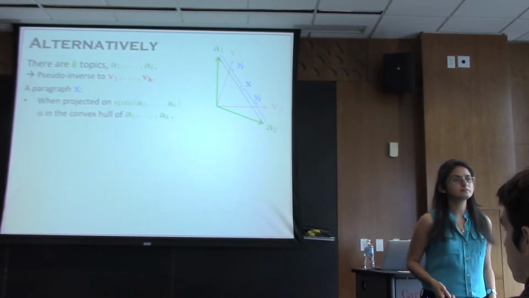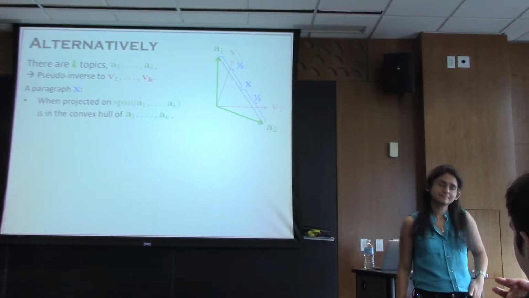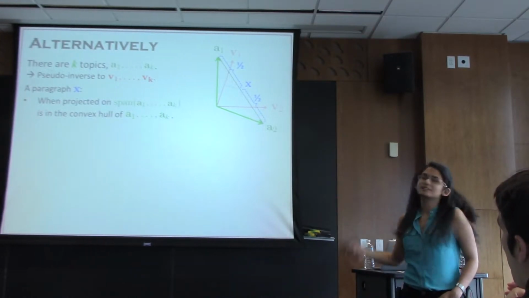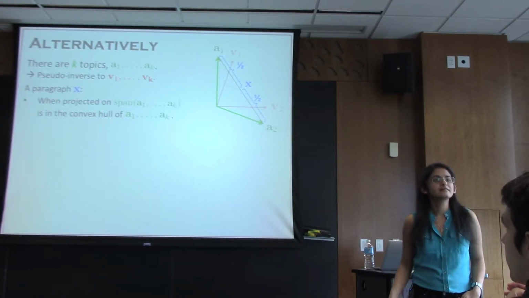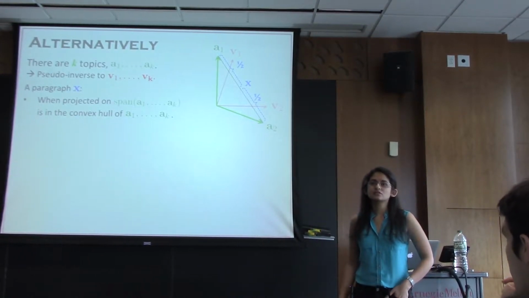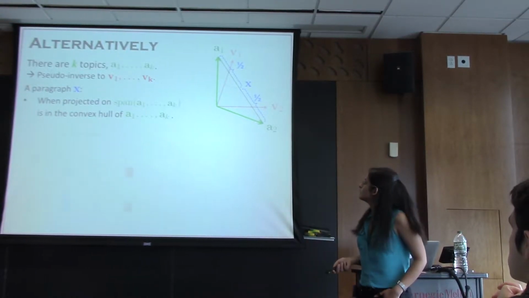So when you say their pseudo-inverse, do you mean that if I take the matrix with V1 to VK as rows, the pseudo-inverse has rows A1 to AK? Yes. So in a sense, A1 dot V1 is 1, and 0 for the other ones. So it's kind of easier to think about these A1 to AK.